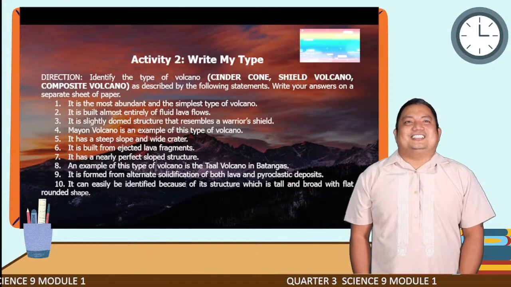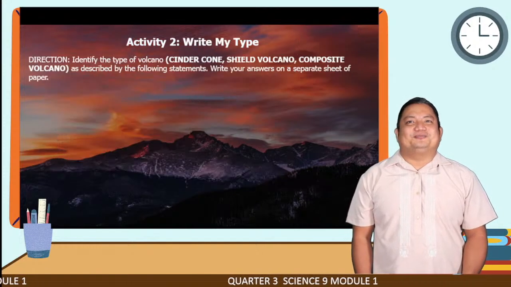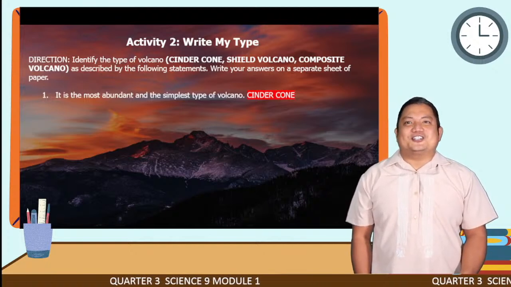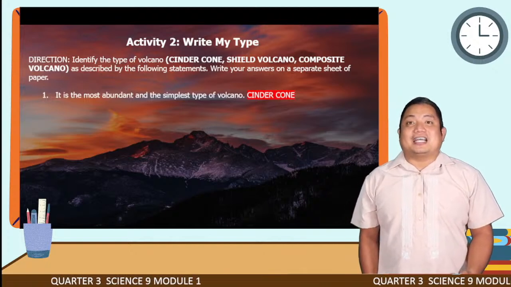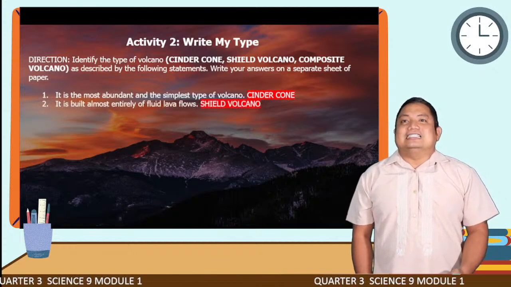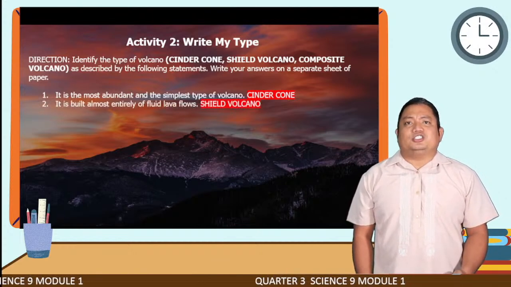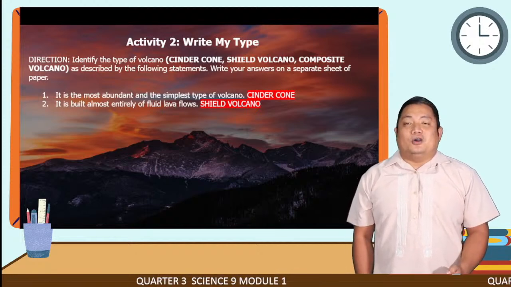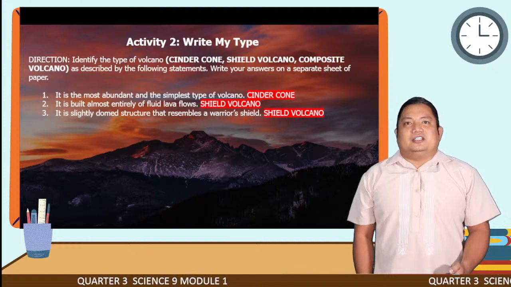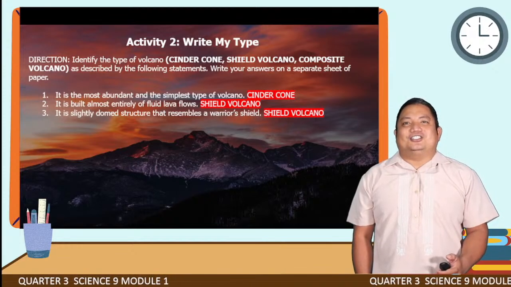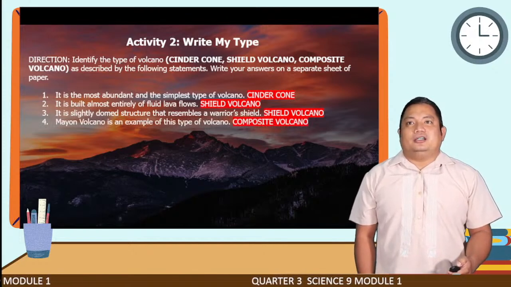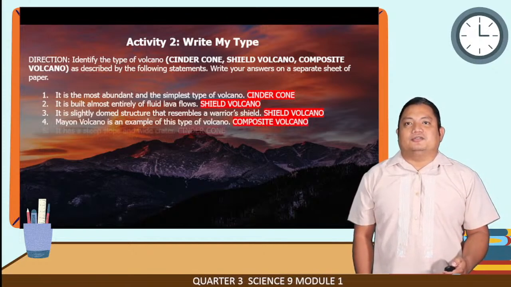Okay, let's check your answers. For number one, very good. It is cinder cone because it is the simplest type of volcano. Number two, that is right, shield volcano because it is built almost entirely of lava flows. Very good. Warrior shield is your hint, shield volcano. Number four, Mayon, yes, it is composite volcano.